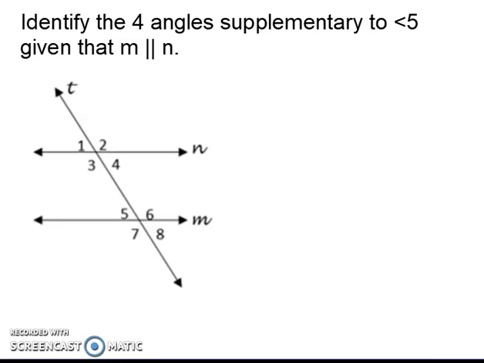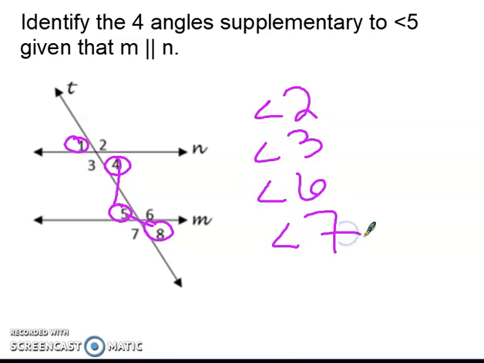Now, we want 4 angles supplementary to angle 5. Well, first I need to figure out what's congruent to angle 5, and then we can go from there. If I look at 5, 5 is congruent to 8 because they are vertical. 5 is congruent to 4 because they're alternate interior. And 5 is congruent to 1 because they're corresponding. I have no other congruent angles, so that means everything that is left there is supplementary to 5 because those angles are all congruent to each other. So if they're all congruent to each other, then they have to be supplementary to it. So my answers would be angle 2, angle 3, angle 6, and angle 7. All 4 of them would be supplementary.